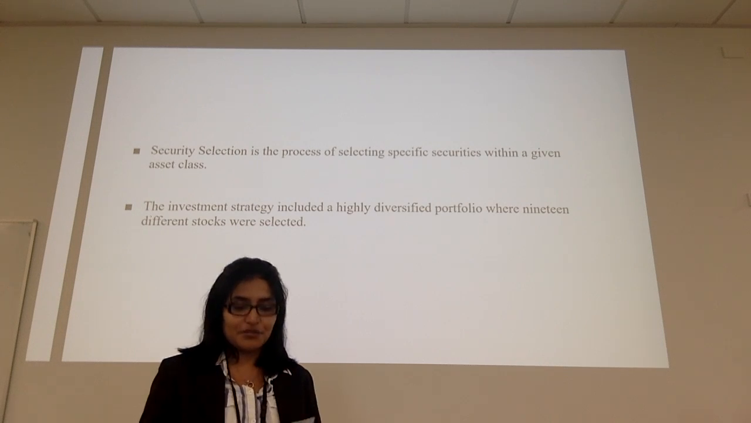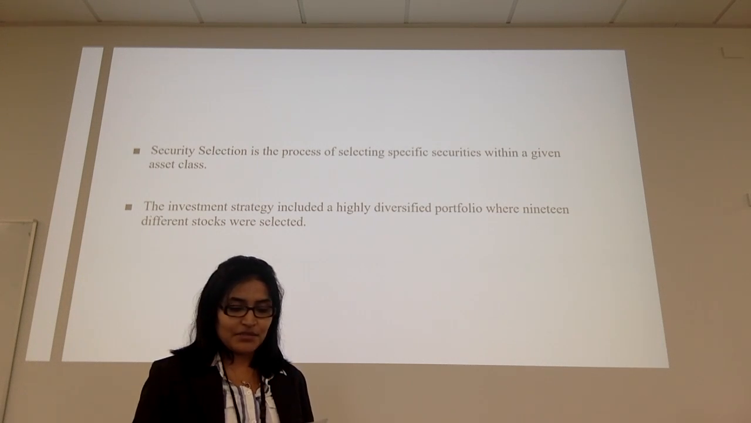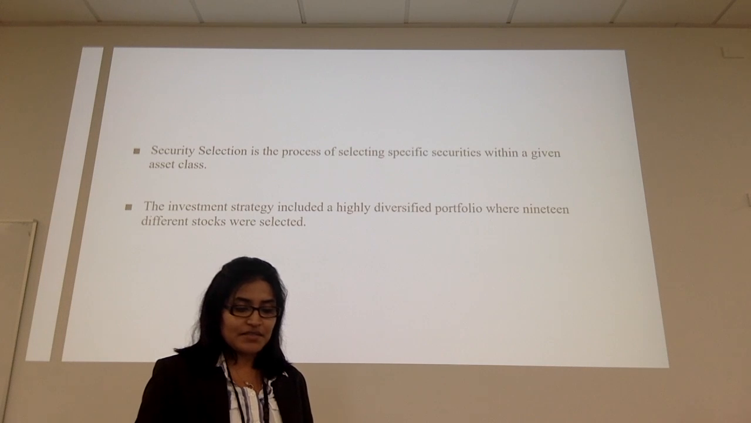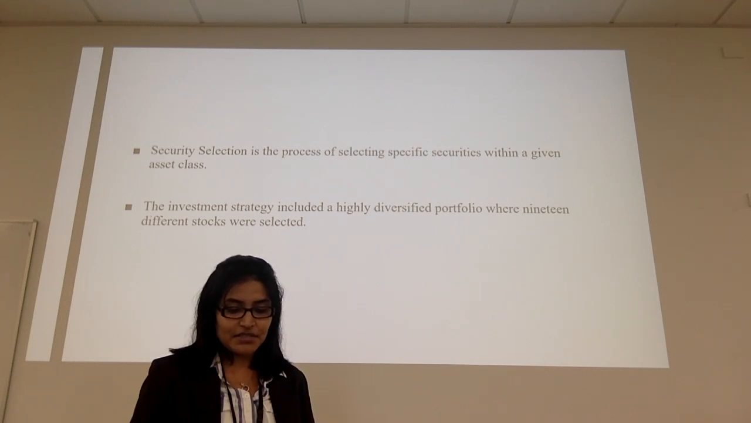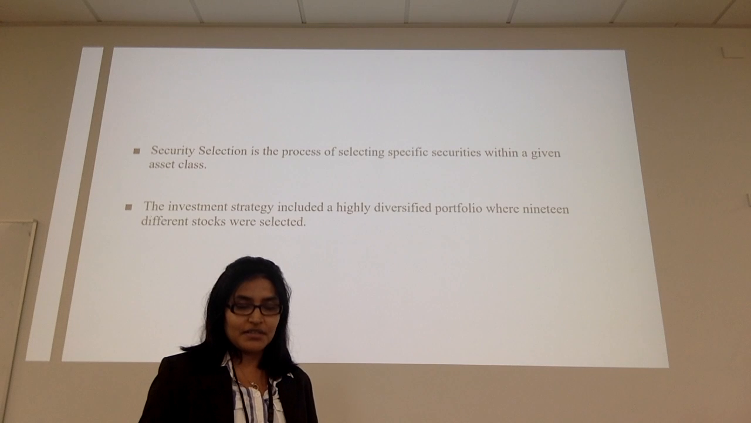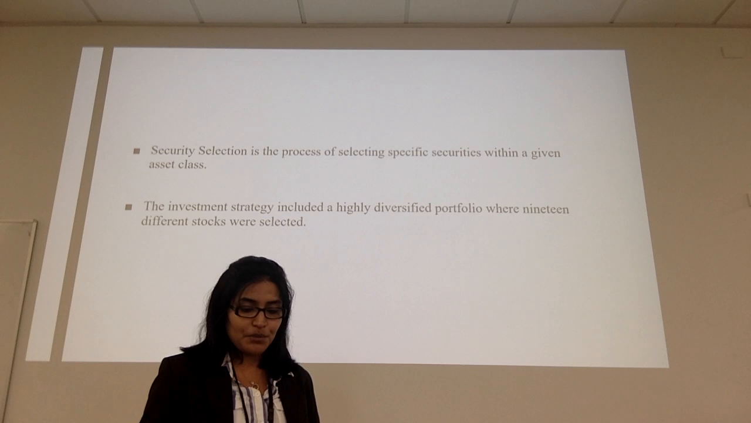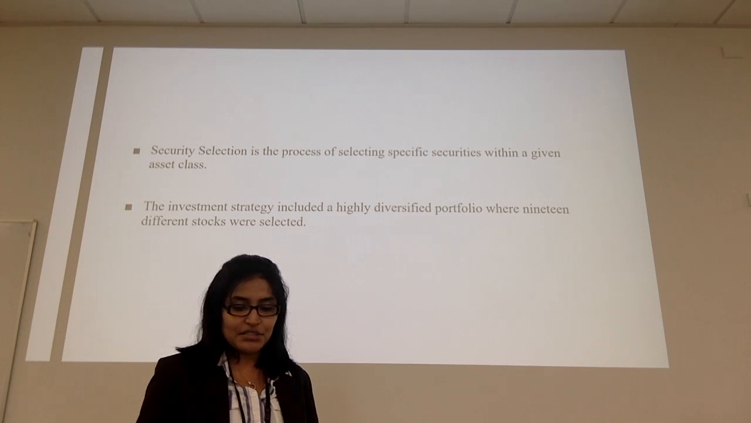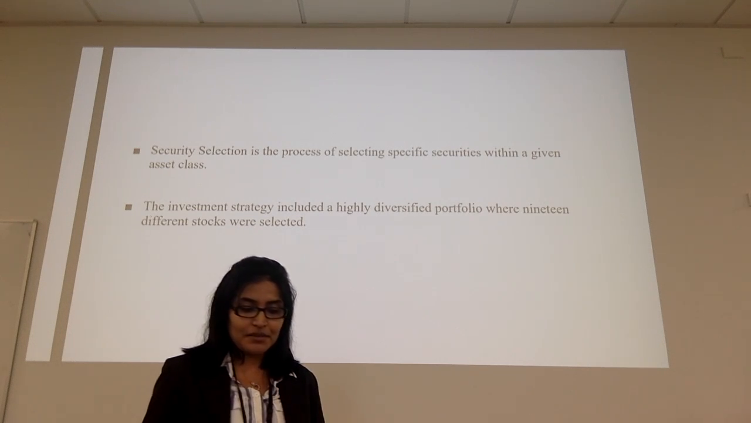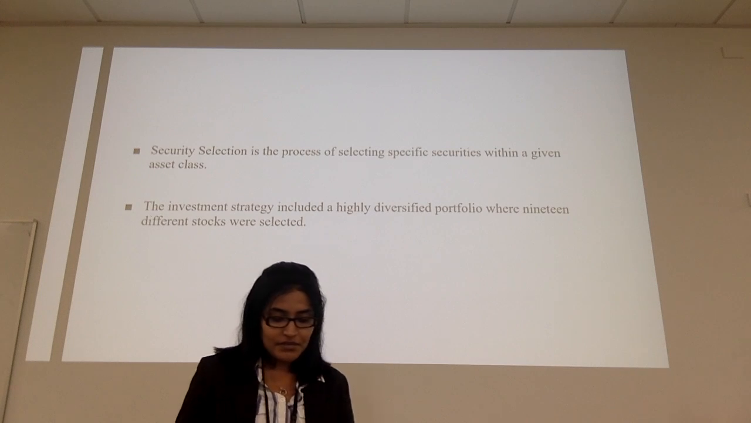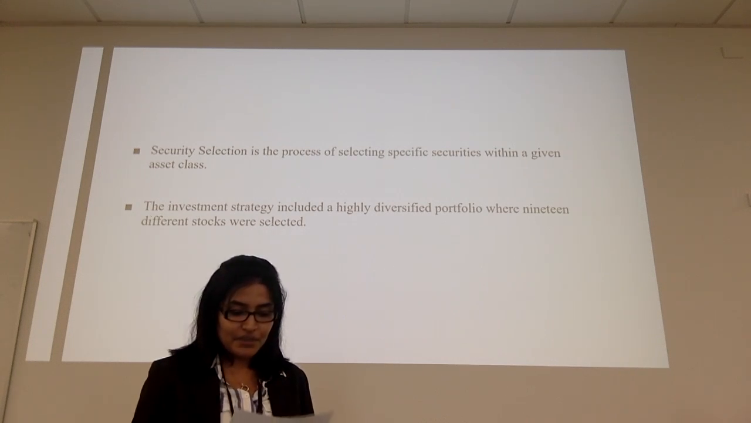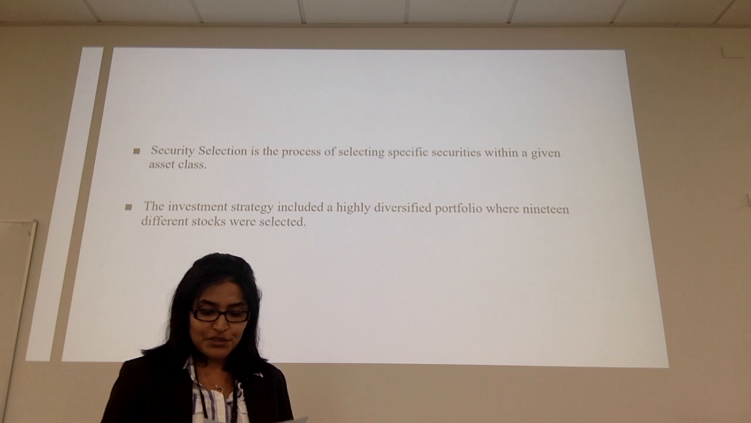The initial investment of US$1 million was allocated as follows. $700,000 was invested in the share market, $250,000 in the term deposit, and $50,000 in international deposits. The term deposit had an initial rate of 3.10% per annum while the international deposit had an initial rate of 2.8% per annum. The investment strategy included a highly diversified portfolio where 19 different stocks were selected.